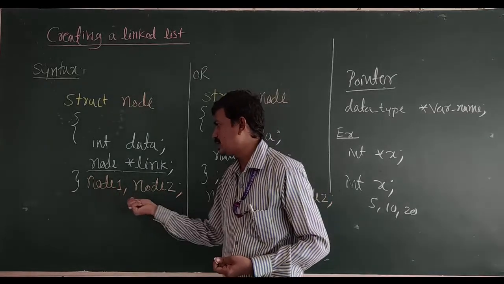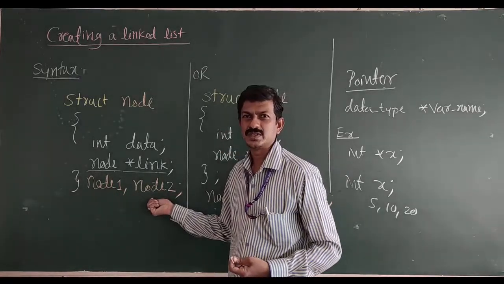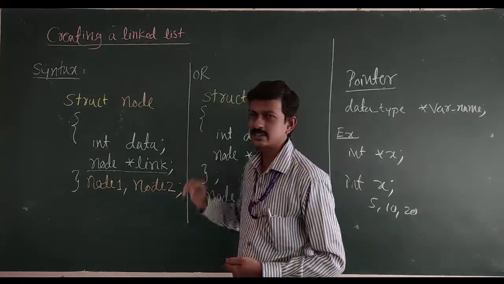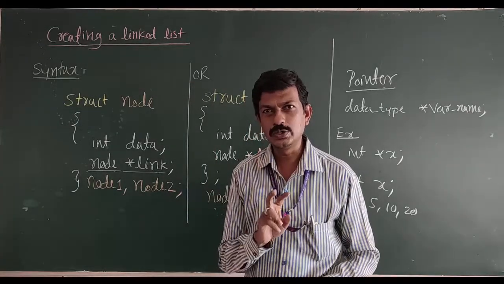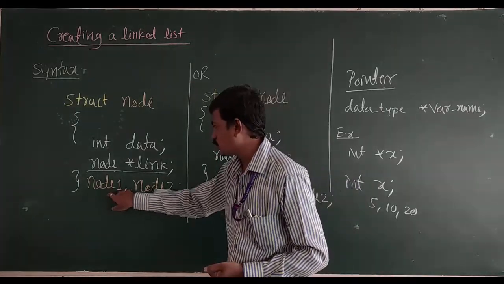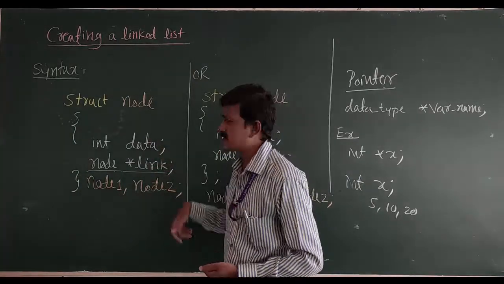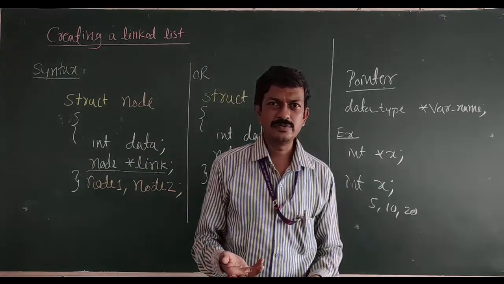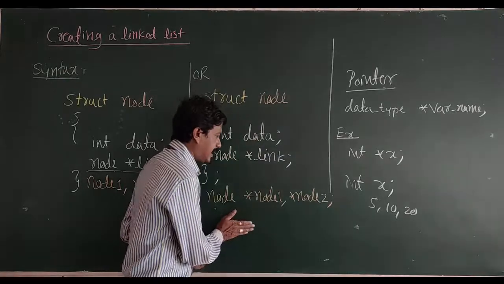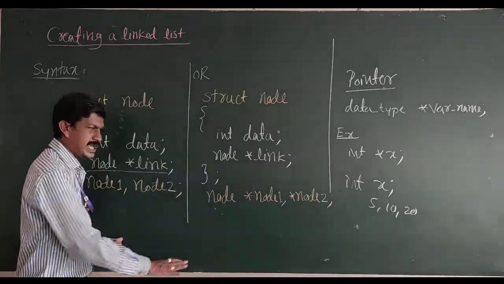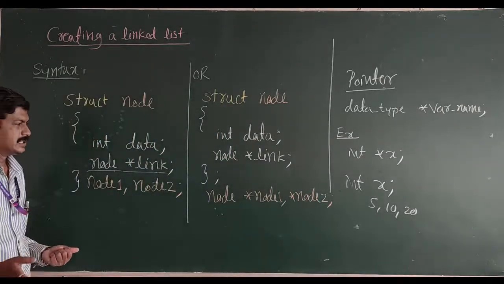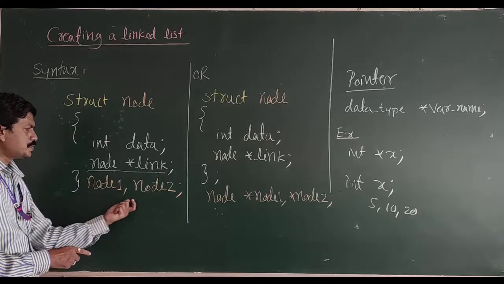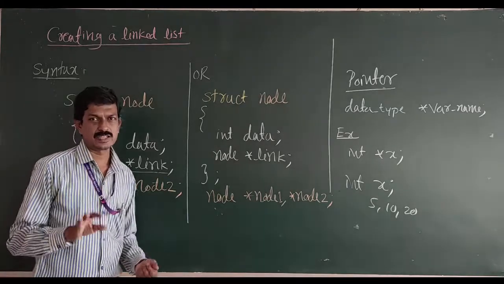Those are node 1 and node 2. This structure, this linked list, consists of only two different nodes. Those are node 1, node 2. This structure can be defined or declared with a user-defined type.